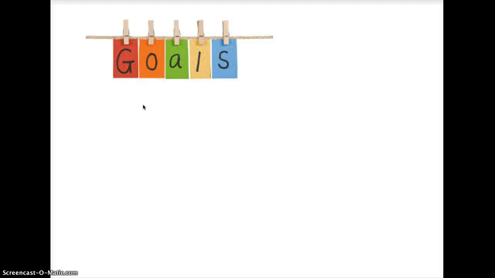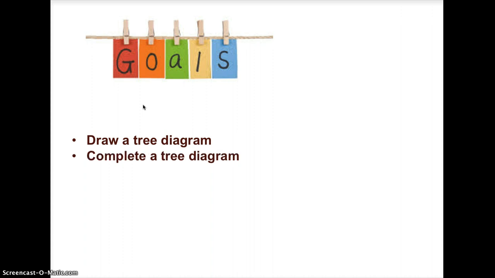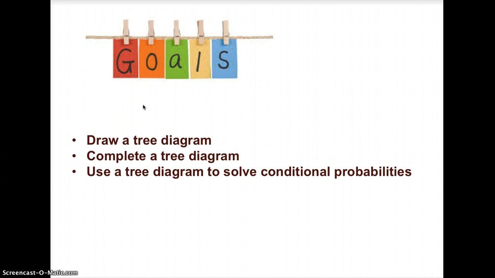Hello grade 10. This video is about using tree diagrams. Your learning goals for this video are: first, you need to learn how to draw a tree diagram. Second, complete a tree diagram. And the third one is to use a tree diagram to solve conditional probabilities. This is just a continuation of what you have learned last week, the dependent and independent probabilities. So you need to know those events to be able to solve the problems that will be given here.